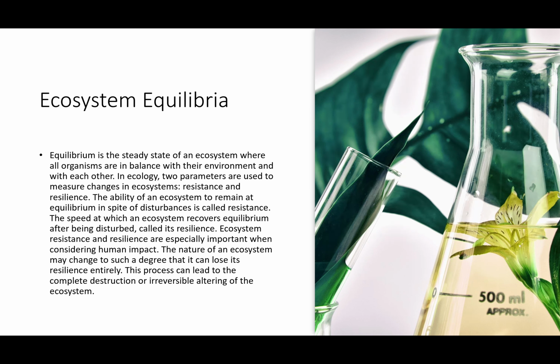So after hurricanes, earthquakes, volcanoes, any type of disturbance, the ecosystem replenishes quickly. As long as the ecosystem has the ability to remain in equilibrium, that is what we call resistance. The speed at which an ecosystem recovers equilibrium after being disturbed is called resilience. So the speed at which it recovers is resilience. The fact that it has the ability to recover in the first place is called resistance. All right?